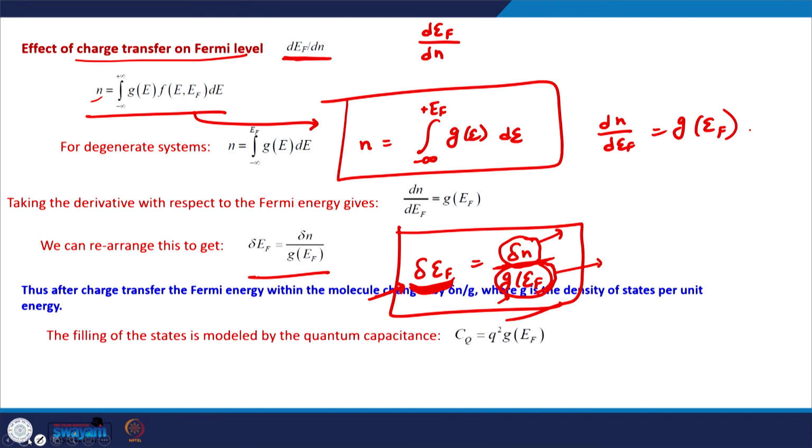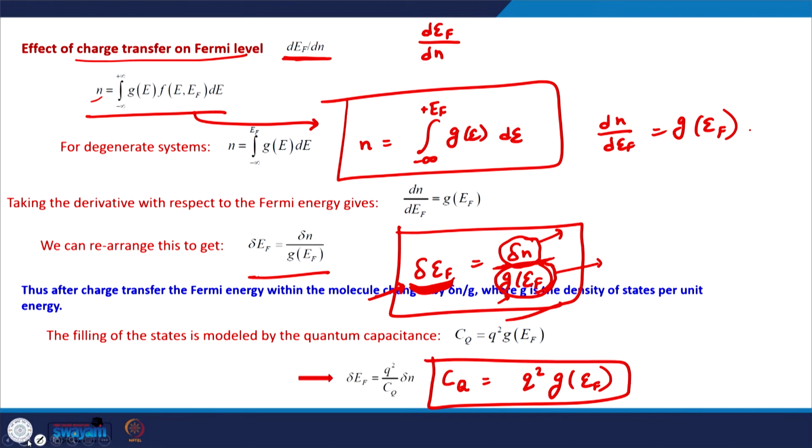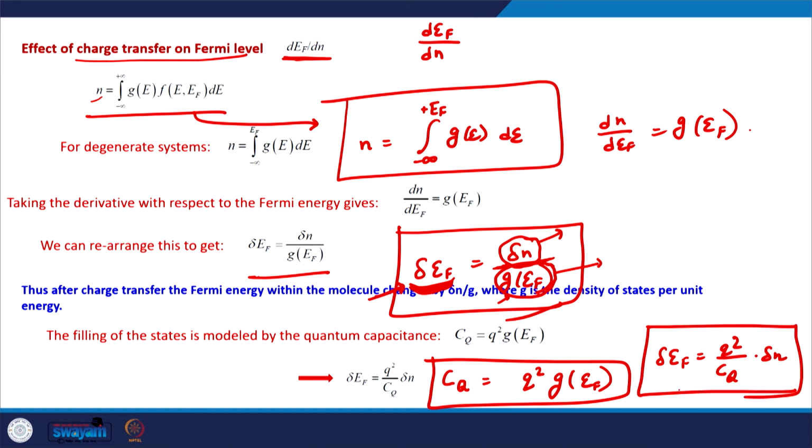And from here comes the notion of quantum capacitance. So the quantum capacitance is defined as q square times the density of states. We will come back to this idea of quantum capacitance in the next class, where it comes from. So if we define it like this, in that case delta EF becomes q square divided by CQ times delta n, and this is a very important relationship for quantum dots.